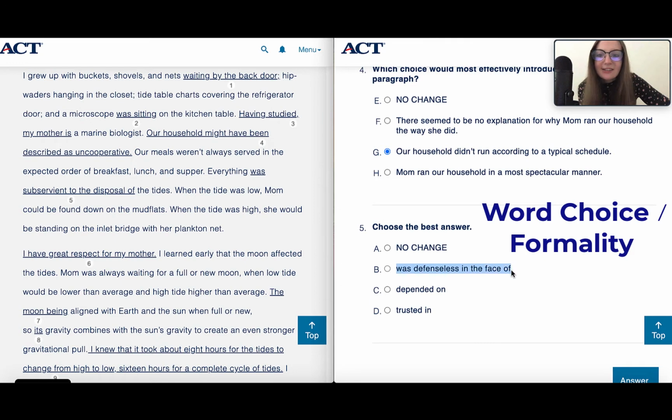"Was defenseless in the face of," okay, nothing was defenseless without defense. Like obviously the mom is choosing to make their schedule contingent on the tides. "Trusted in" also doesn't make sense. It's not about trusting. It's "depended on," because everything basically goes in accordance with the tides. The tides determine how everything operates in that household.